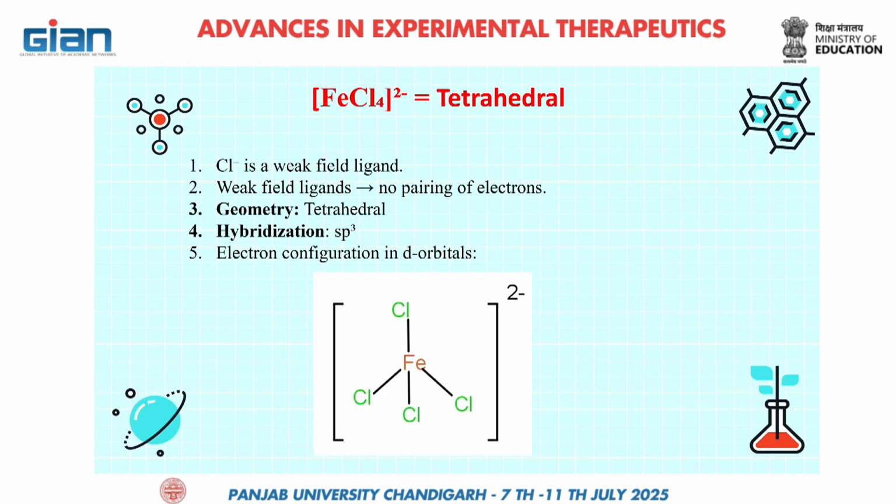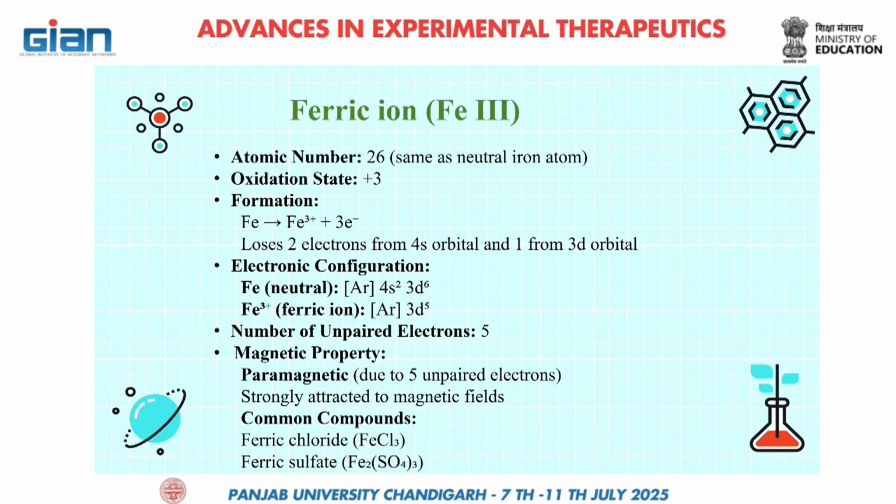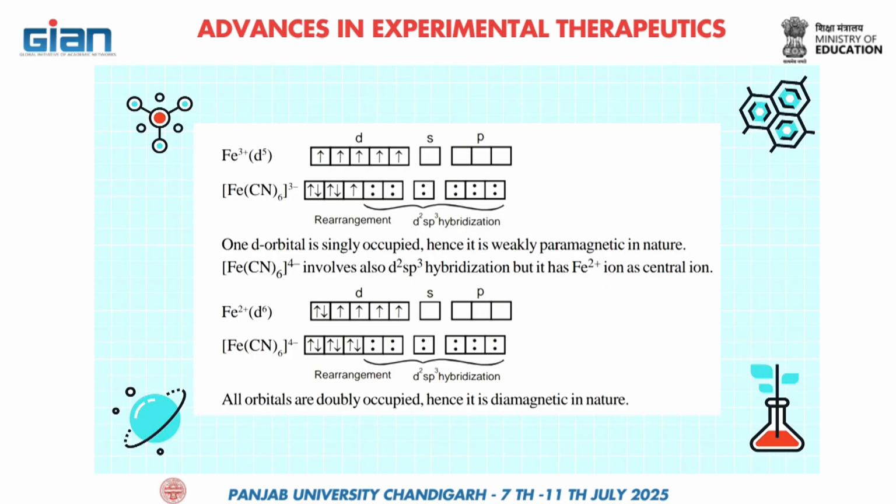So this is a tetrahedral geometry where Cl acts as a weak field ligand. Weak field means no pairing. Hybridization will come out to be sp3. Now what is the ferric ion? If I remove 3 electrons from the iron, it leads to the formation of ferric, and the unpaired electrons come out to be 5. This is the example in another case, here is the example.